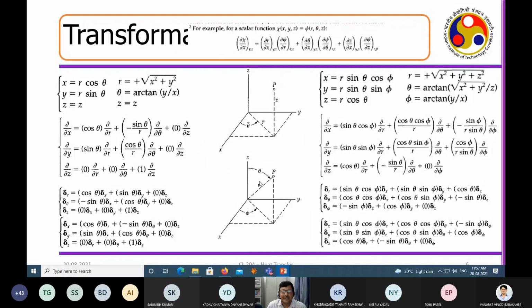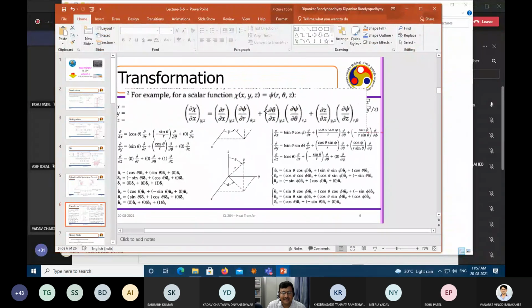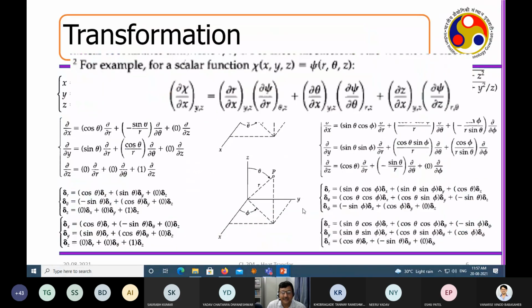What is the method to calculate del X? Suppose I am taking a scalar chi and I'm trying to make the transformation with respect to X. I want to really make del X. So what should I do? You see that, del X of chi, X means my Y and Z is constant.